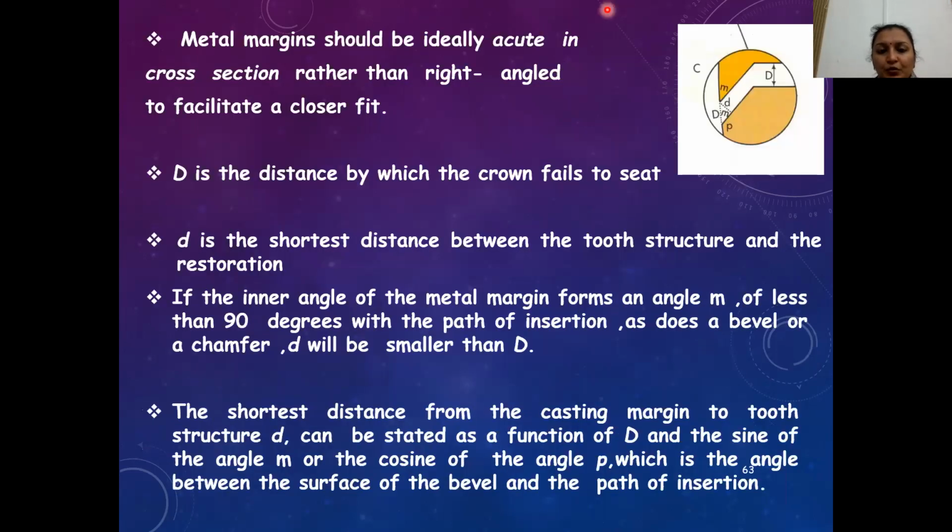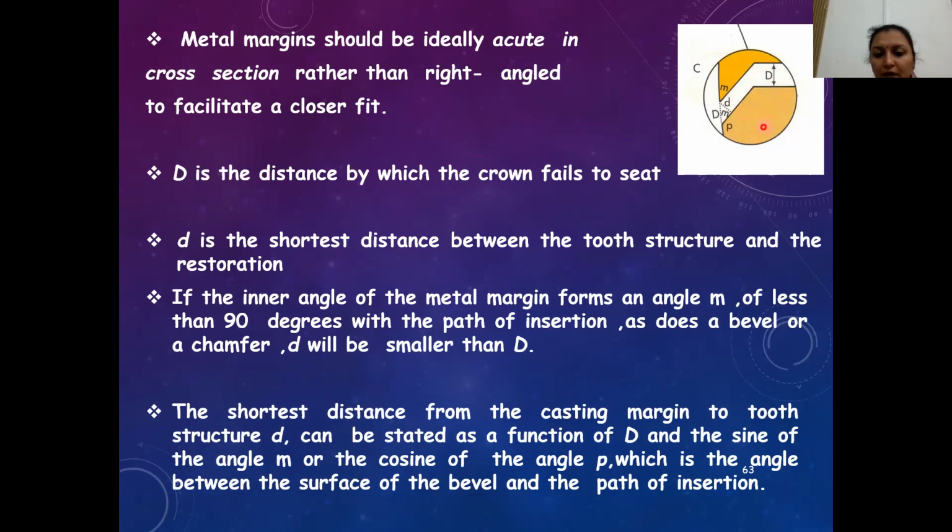Now, metal margins should ideally be acute in cross-section rather than right angle, to facilitate a closer fit. Capital D is the distance by which the crown fails to seat. Small d is the shortest distance between the tooth structure and the restoration. If the inner angle of the metal margin forms an angle M of less than 90 degrees with the path of insertion, as does a bevel or a chamfer, small d will be smaller than capital D.